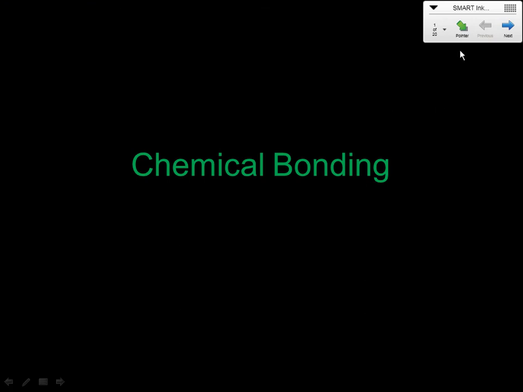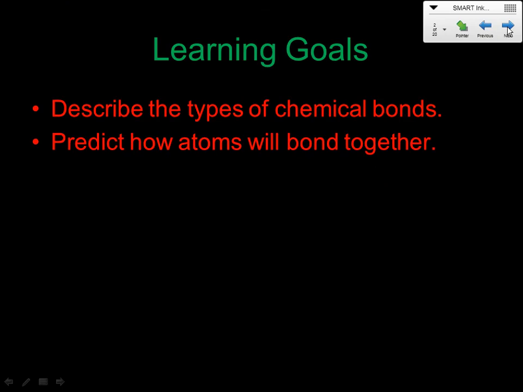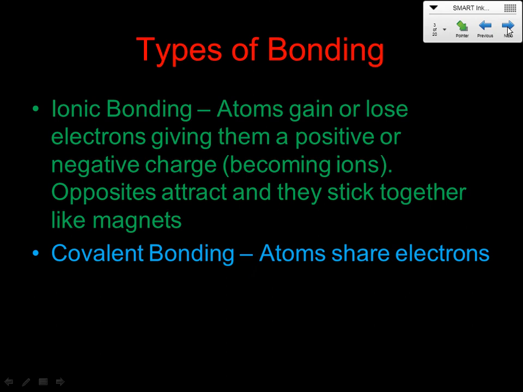Today I want to talk to you a little bit about chemical bonding. Our learning goals today: you should be able to describe the types of chemical bonds and predict how atoms will bond together. We have two types of chemical bonding. The first one is ionic bonding. In ionic bonding, atoms gain or lose electrons, giving them a positive or negative charge, thus becoming an ion. Opposite charges are going to attract, and so a positive will stick to a negative, just like magnets sticking together. In covalent bonding, atoms are going to be sharing electrons.